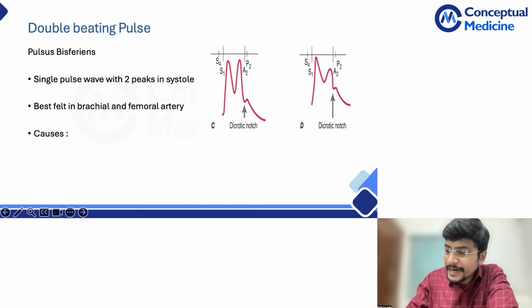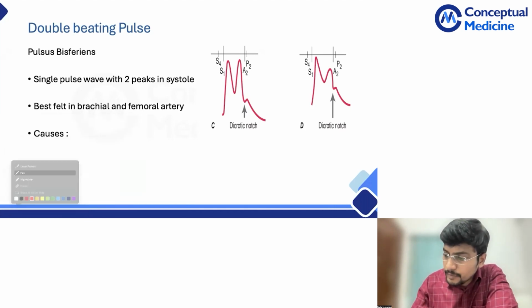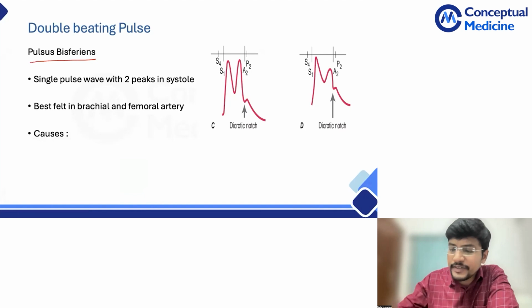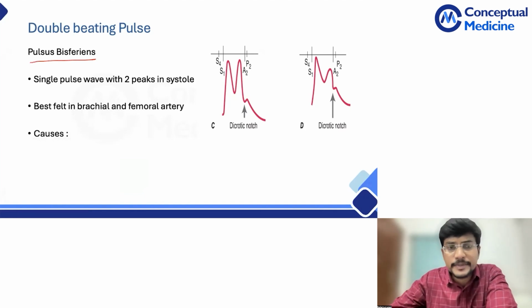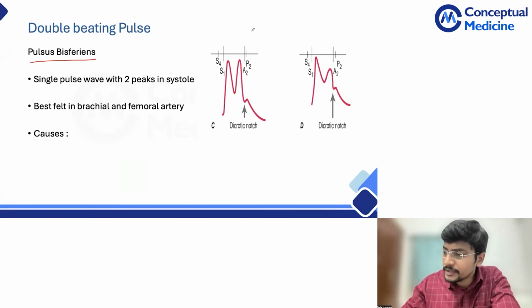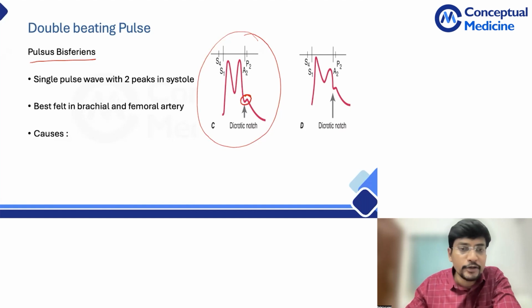We'll first start with bisferiens pulse. This means a single pulse waveform with two peaks in systole. This is the figure, if you can see. Between S1 and S2 is the systole. You see two peaks here, and then there is a dicrotic notch here, and then the dicrotic wave. So this is a single pulse wave with two peaks in systole.